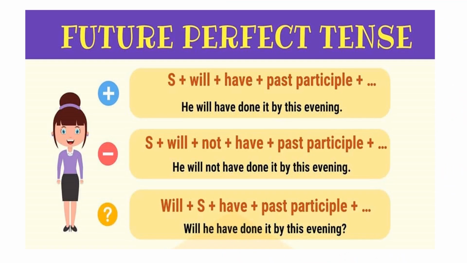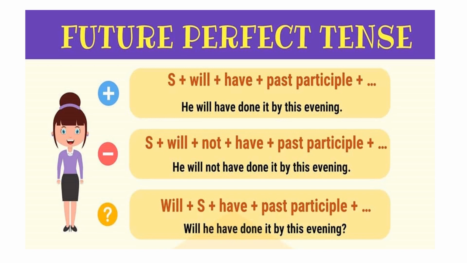Let's look at the sentence structure for future perfect tense. For a positive sentence, the sentence begins with the subject plus will plus have plus the past participle. Now, what is a past participle, children? You did learn in the previous session. Previous session means not the class before this, long back. Just a glimpse of what past participle is.